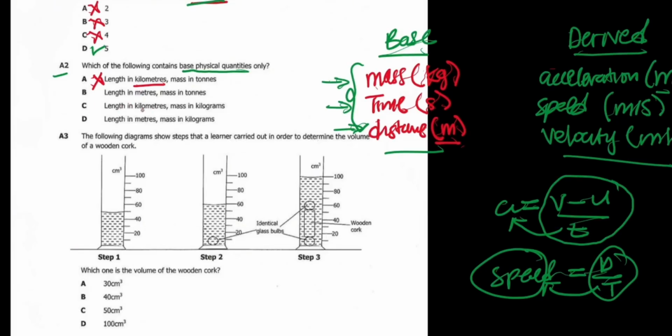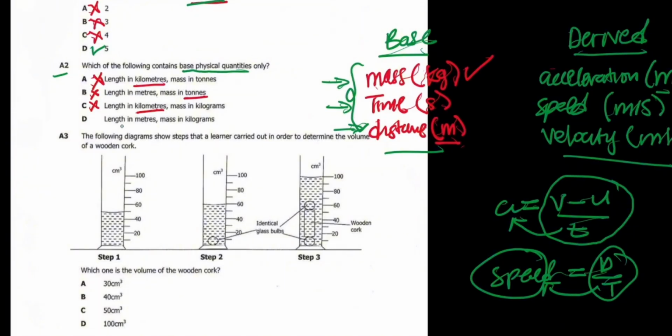By the same token of logic, we can also eliminate answer choice C, because even here length is in kilometers. It should be in meters. Now we remain with options B and D. Notice in option B that mass is in tons. However, mass should be in kilograms. So we can eliminate this answer choice as well, because tons are not the standard units for mass.